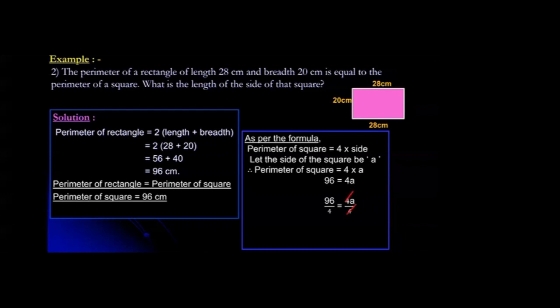So 4 ones are 4. And when we divide 96 by 4, we get the answer 24. 4 twos are 8. 9 minus 8, remainder is 1. 16 it will be. 4 fours are 16. So the value of a is 24. And what is a? We had assumed the side of the square as a. Therefore, children, the side of the square is 24 centimeter. I hope everybody has understood this example.